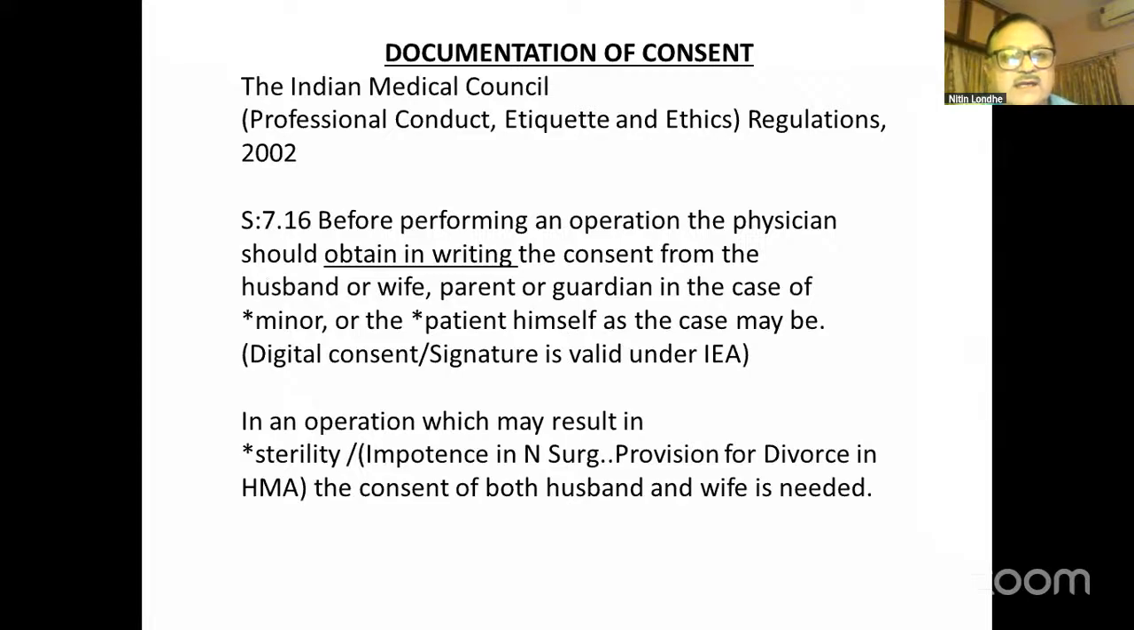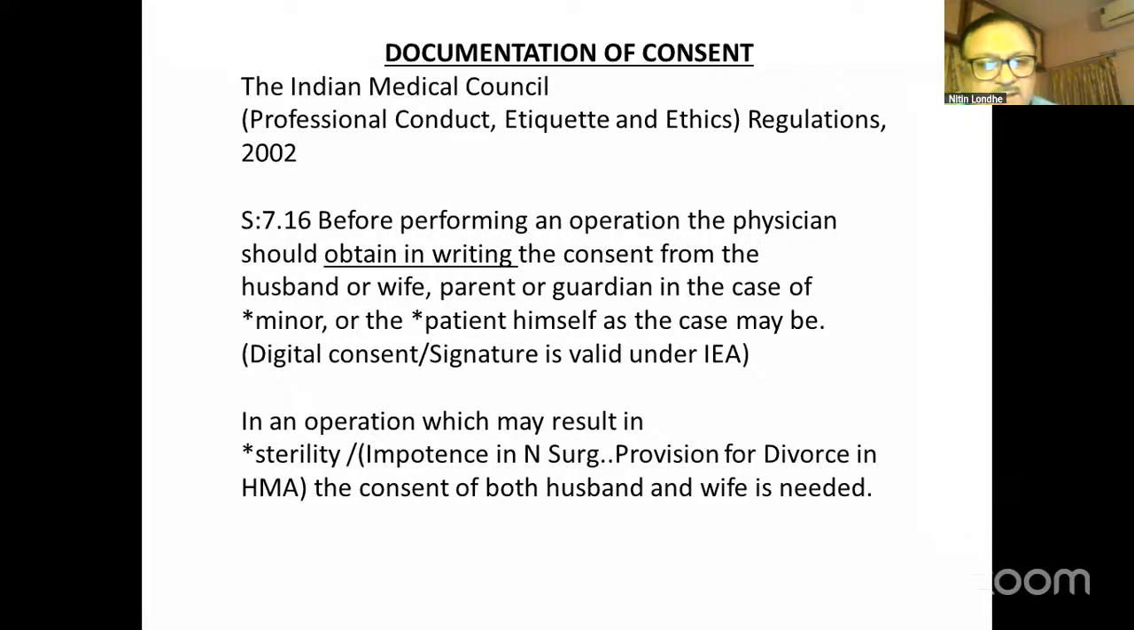Now, how do you document consent in India? The Indian Medical Council, Professional Conduct, Etiquette and Ethics Regulations of 2002, in section 7, subsection 16, have made it mandatory that before performing an operation, the physician should obtain in writing the consent from the husband or wife, parent or guardian in the case of a minor, or the patient himself as the case may be. Now, digital consent or signature is valid under the Indian Evidence Act, but it is not mandatory under the Indian Medical Council Regulations 2002.